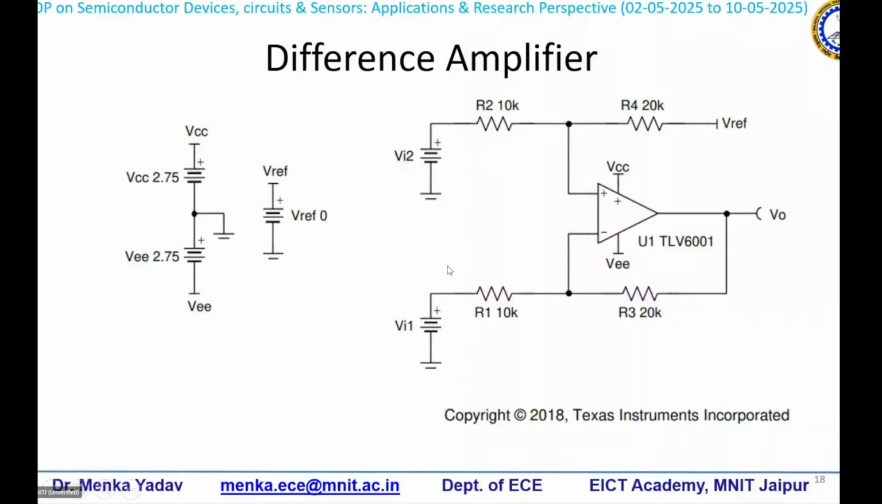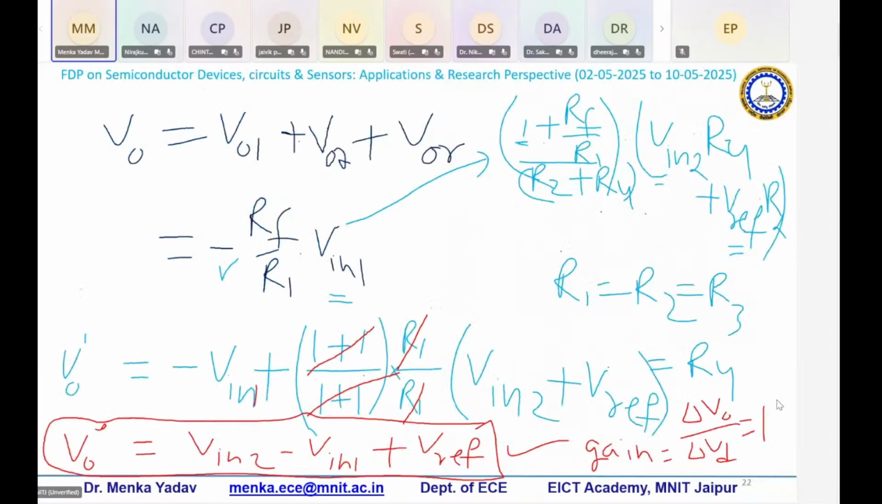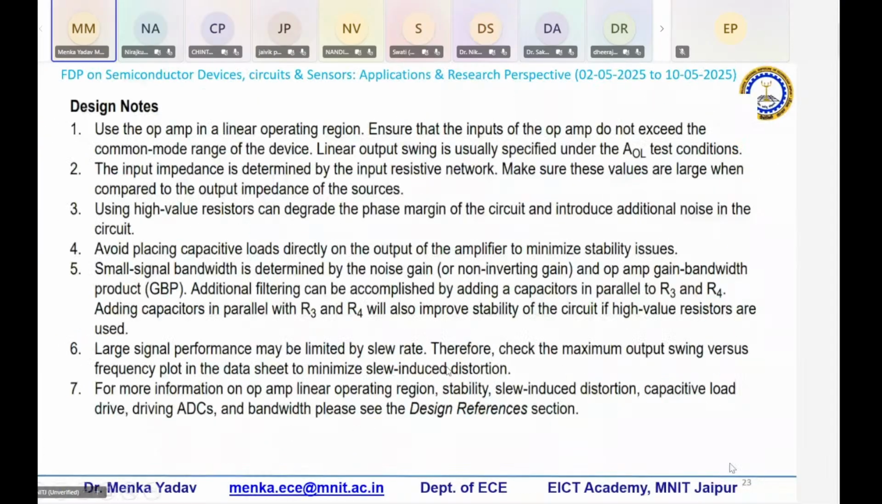So, how can this type of amplifier be designed? You can design it in this way. The steps are given. Use the op-amp in the linear operating mode. Linear operating mode means you are not going beyond the supplies.